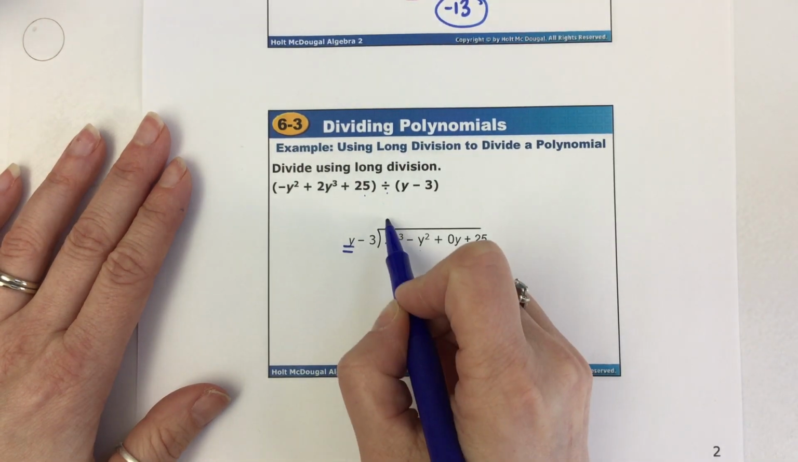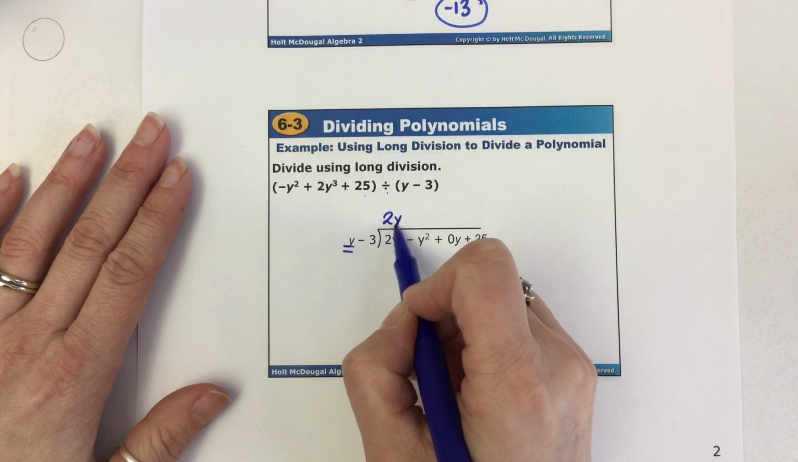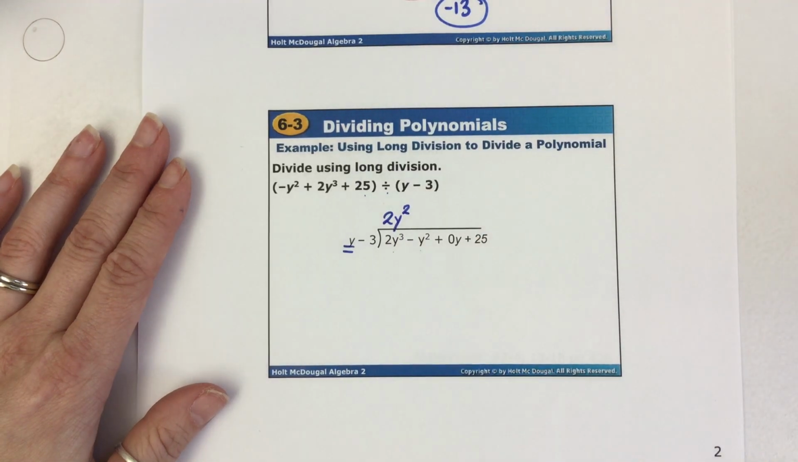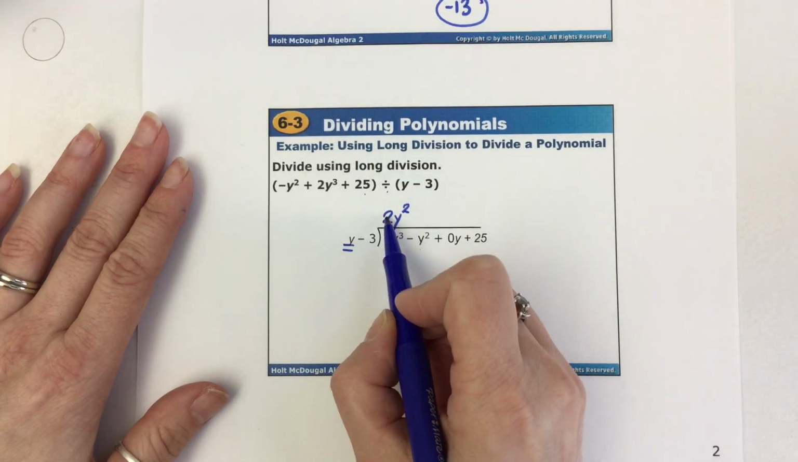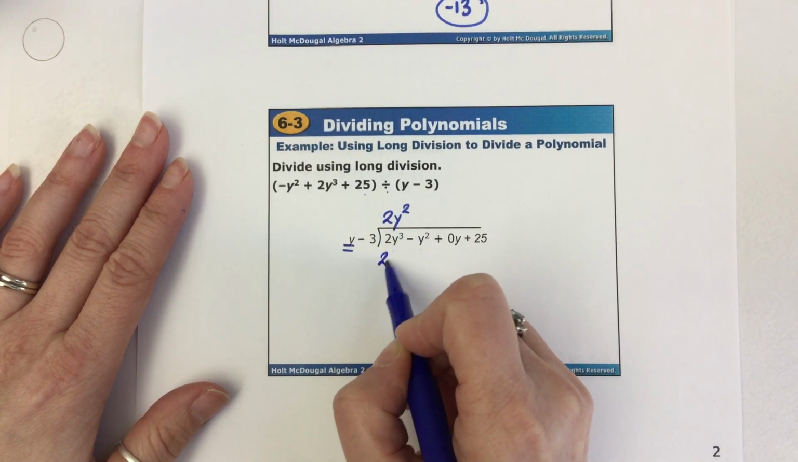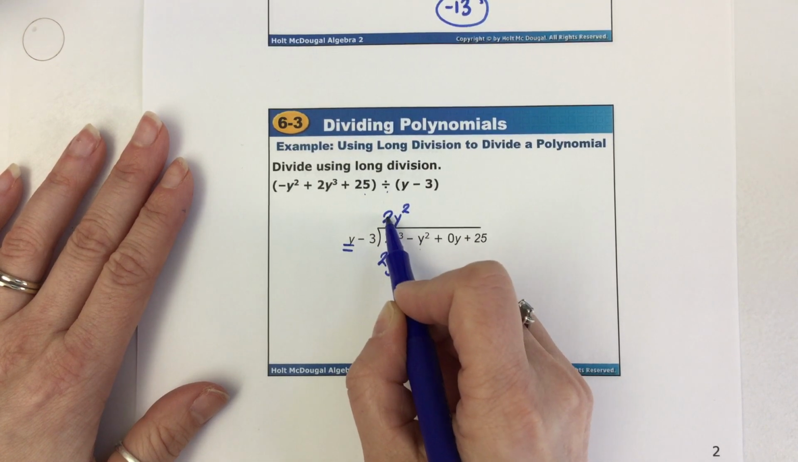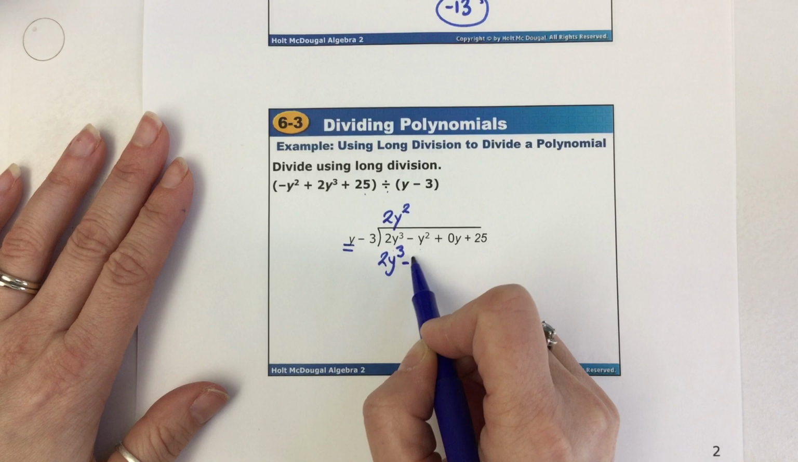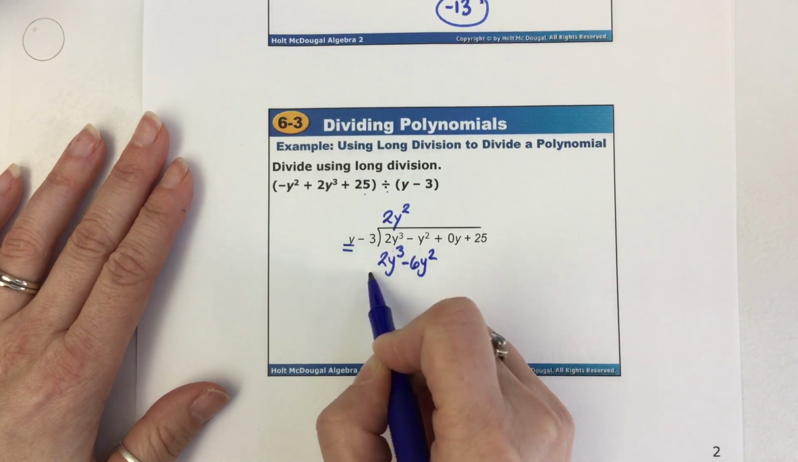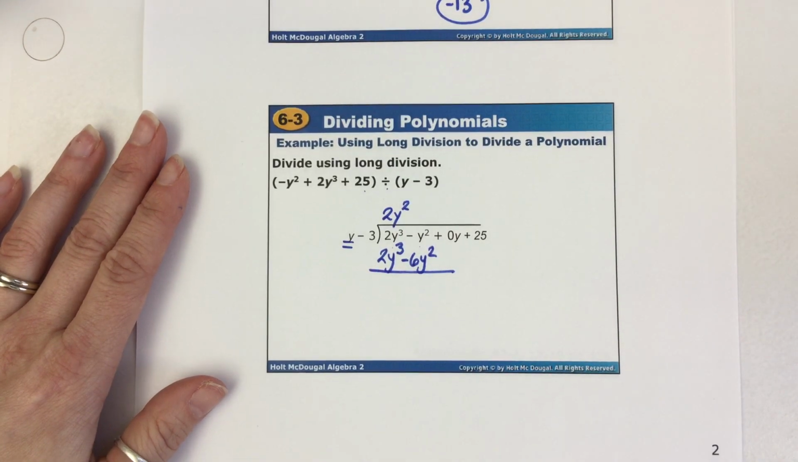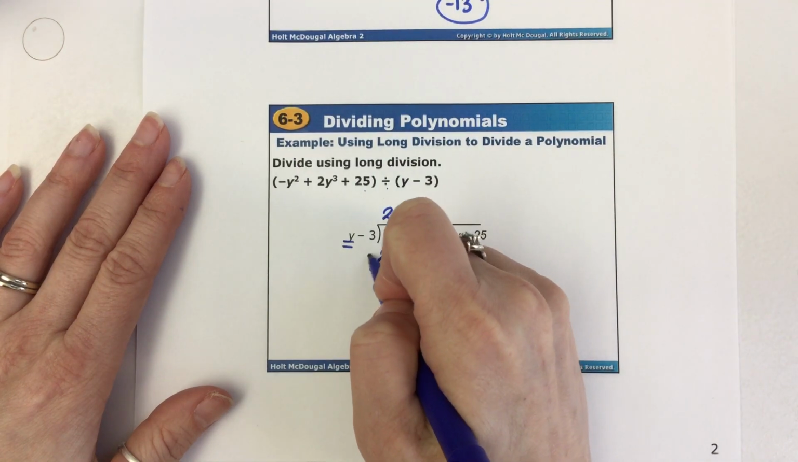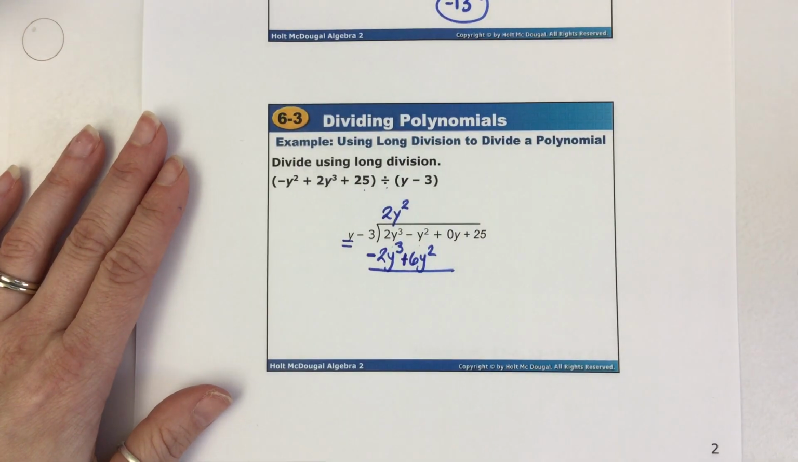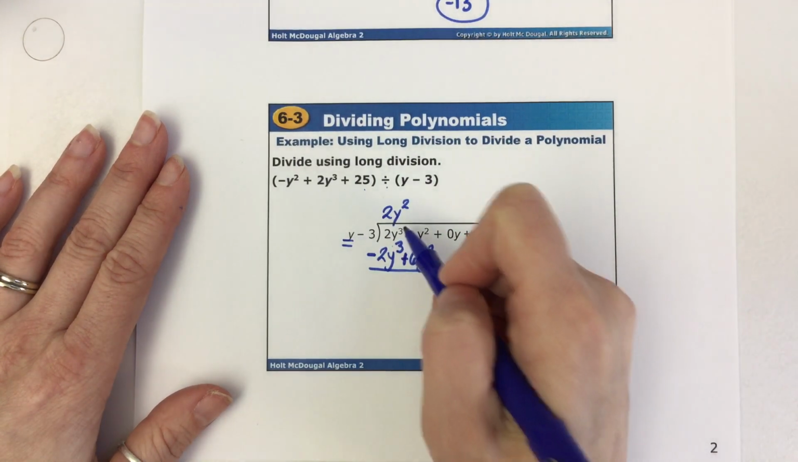To turn a y into a 2y cubed, I need a number 2, and I need 2 additional y's. So that's what I put on the top. 2y squared times y is 2y cubed. 2y squared times negative 3 is negative 6y squared. I need to cancel the first term, so this becomes negative, this becomes positive. Now you add them together.